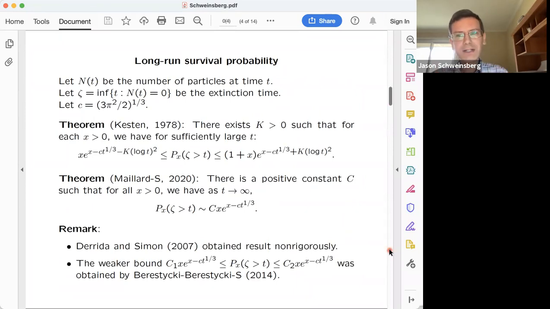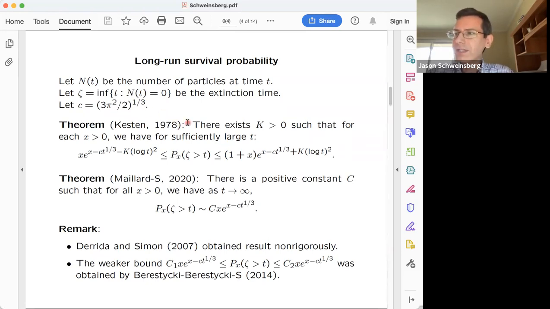So now I want to state what I consider to be the main results, although I will state stronger versions of these results as well as some additional results later on. So we'll let N(t) be the number of particles in the system at time t. We'll let zeta be the time when the process goes extinct, and c is defined to be this constant, the cube root of 3 pi squared over 2.